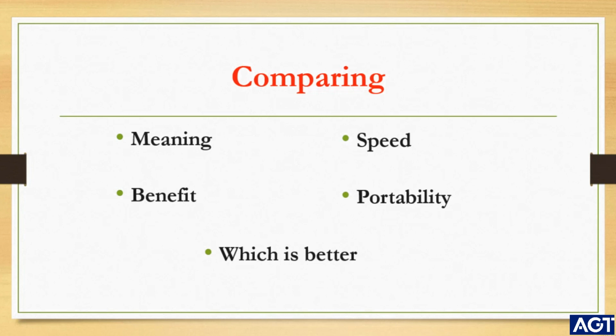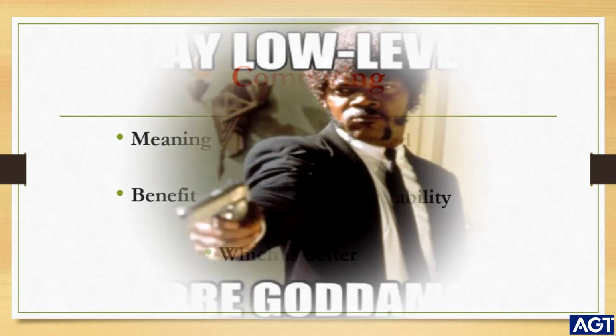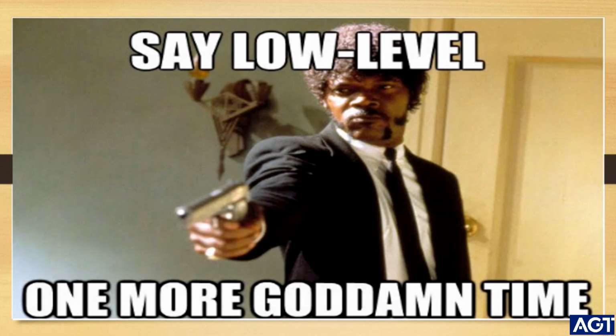Moreover, the complexity of low level is much higher than high level, because low level is very, very complex. That's why I've added this image here that says, "say low level one more goddamn time." So he's going to shoot the guy who says low level one more time. And the reason behind that is the complexity of low level.